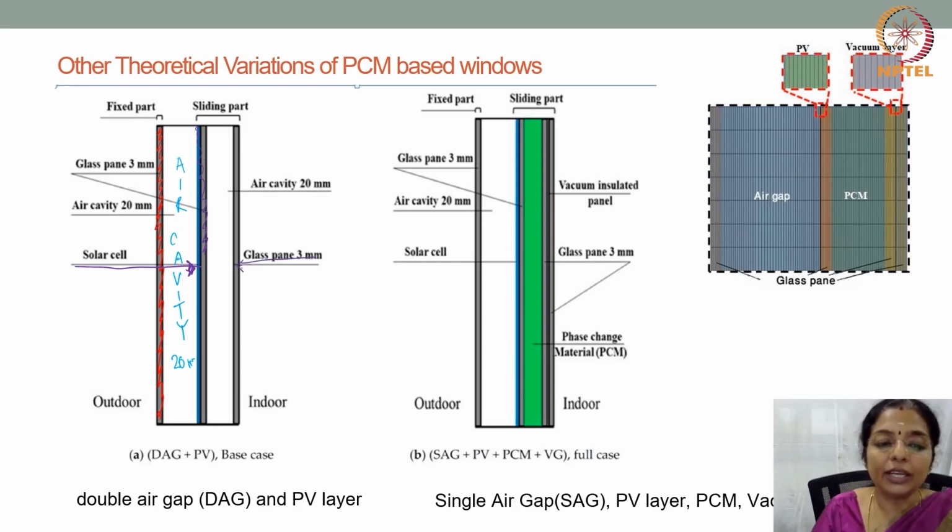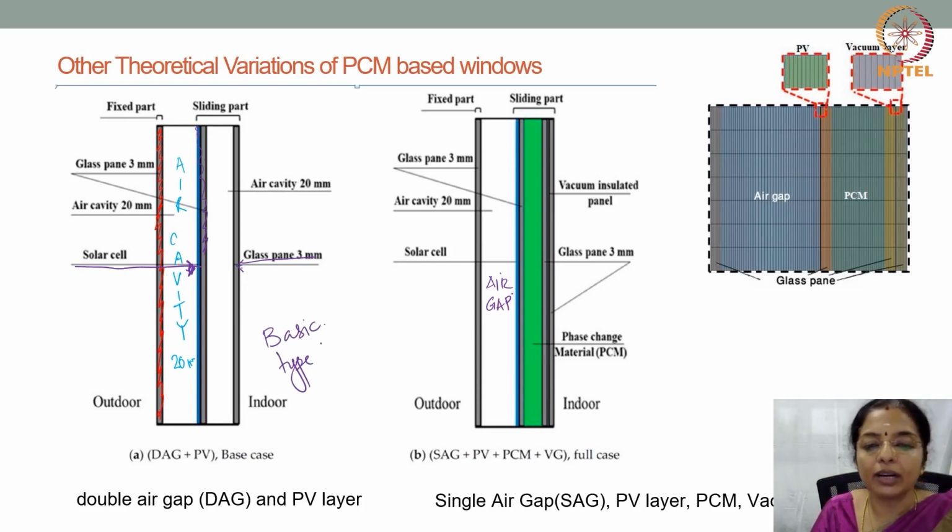Then you can have a single air gap, which is this, you have an air gap here. If this is the basic type, this can be an alternate one, where first you have a glazing, then you have an air gap, then you again have the solar cell or solar film attached to a glass, and in this space you can have your phase change material filled in.